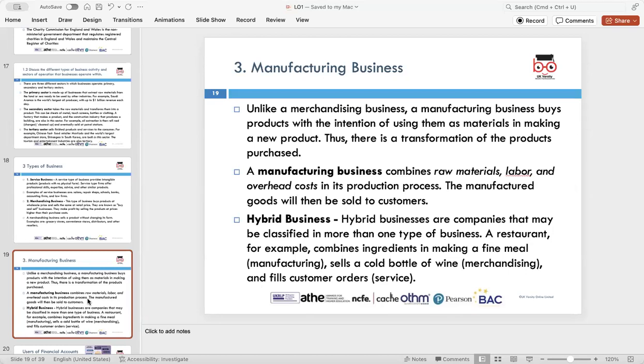The term hybrid businesses refers to commercial enterprises that can be classed as belonging to more than one category of business. An example of this would be restaurants, which combine components in order to prepare a delicious meal. Manufacturing: it sells sparkling bottles of wine. Merchandising: it fulfills the order of its customer service.